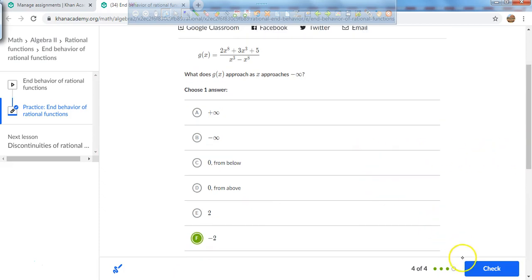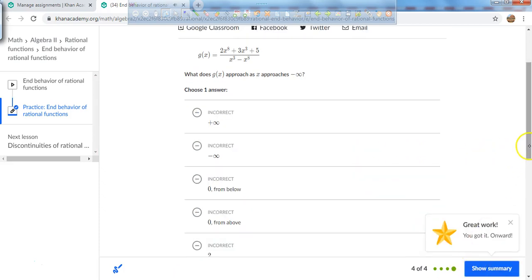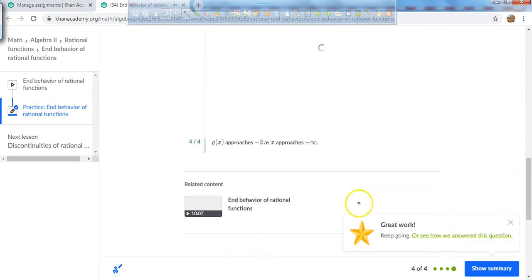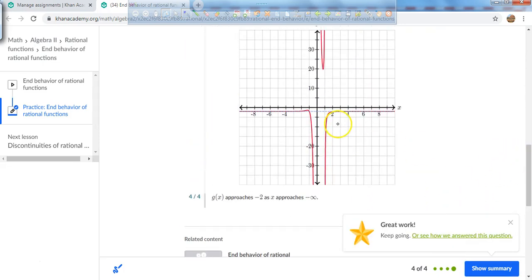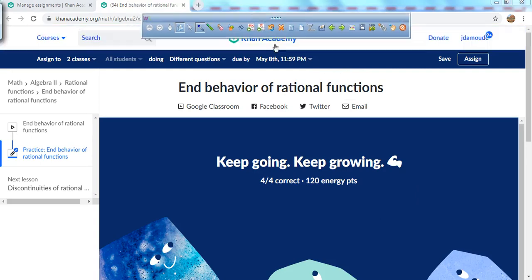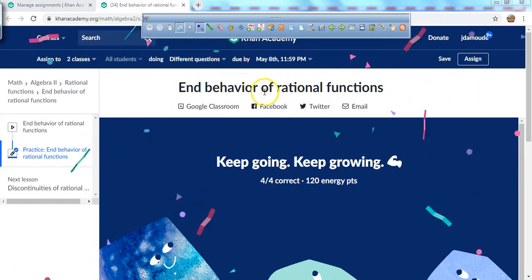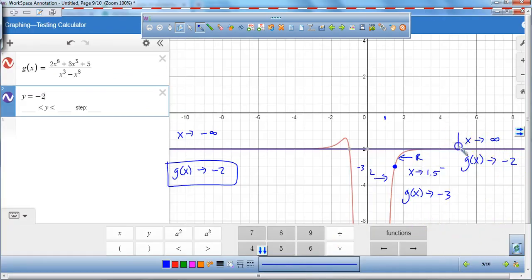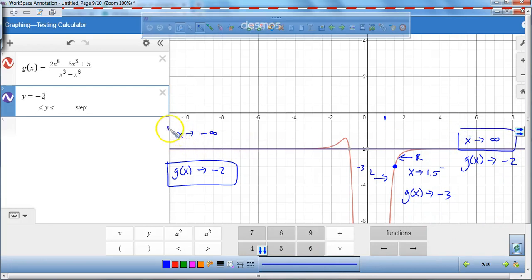Let's choose one answer. It says see step-by-step solution. You can take a look at that. There's our graph right there. It says g of x approaches -2 as x approaches -infinity, just like our graph that we had. Hopefully that was helpful in helping you understand end behavior. End behavior is as it's approaching to the left, going to the right forever. Just remember, as it's going to the right, that's known as x approaching positive infinity, and as x is approaching negative infinity, it's going to the left.